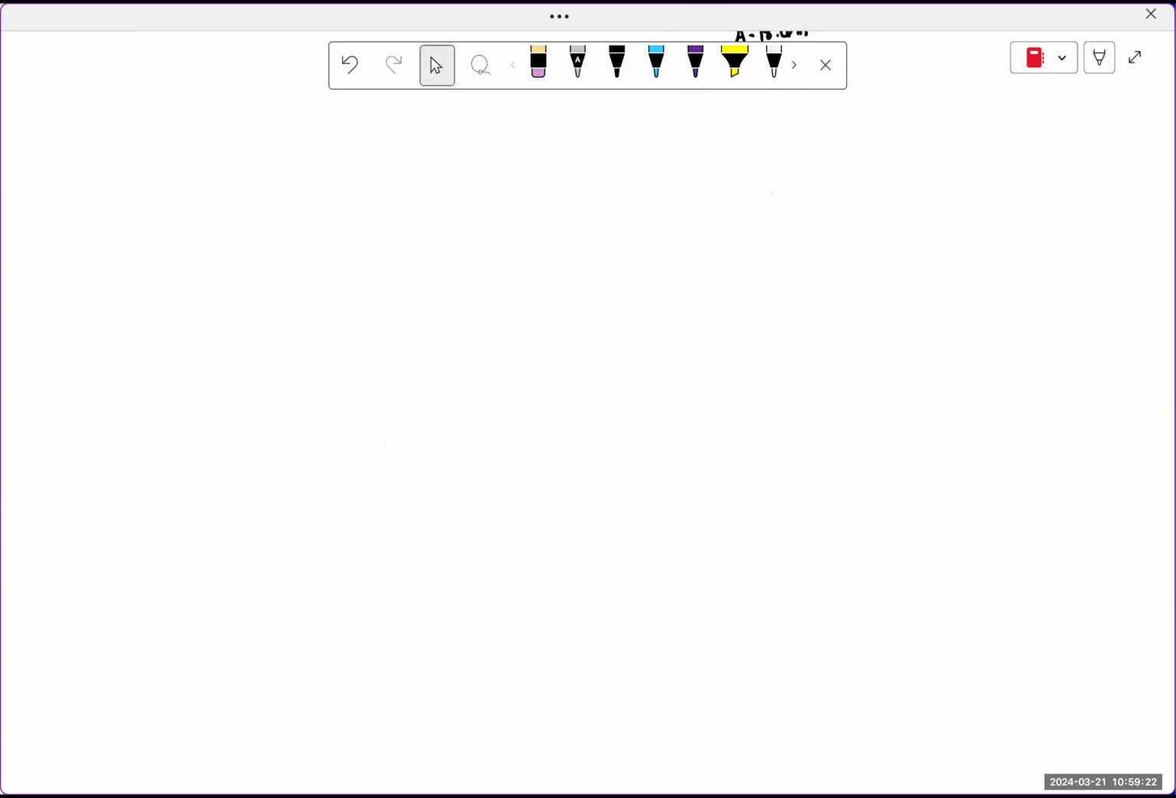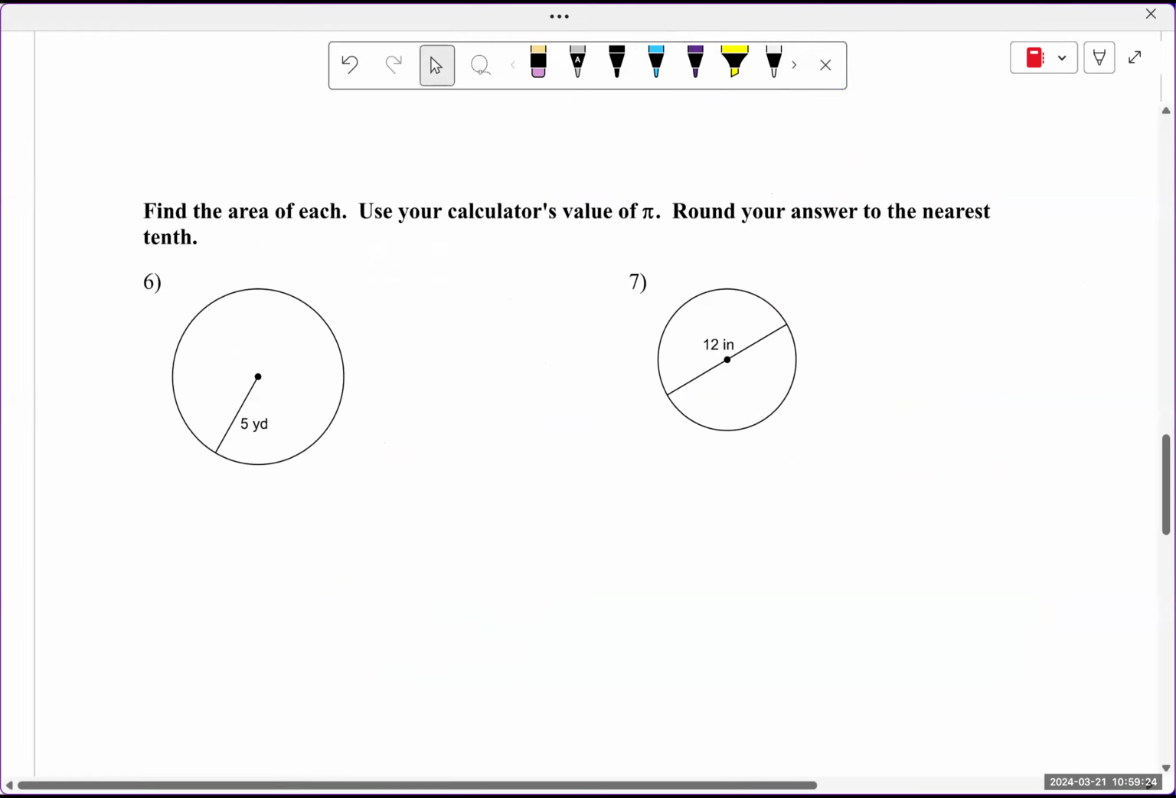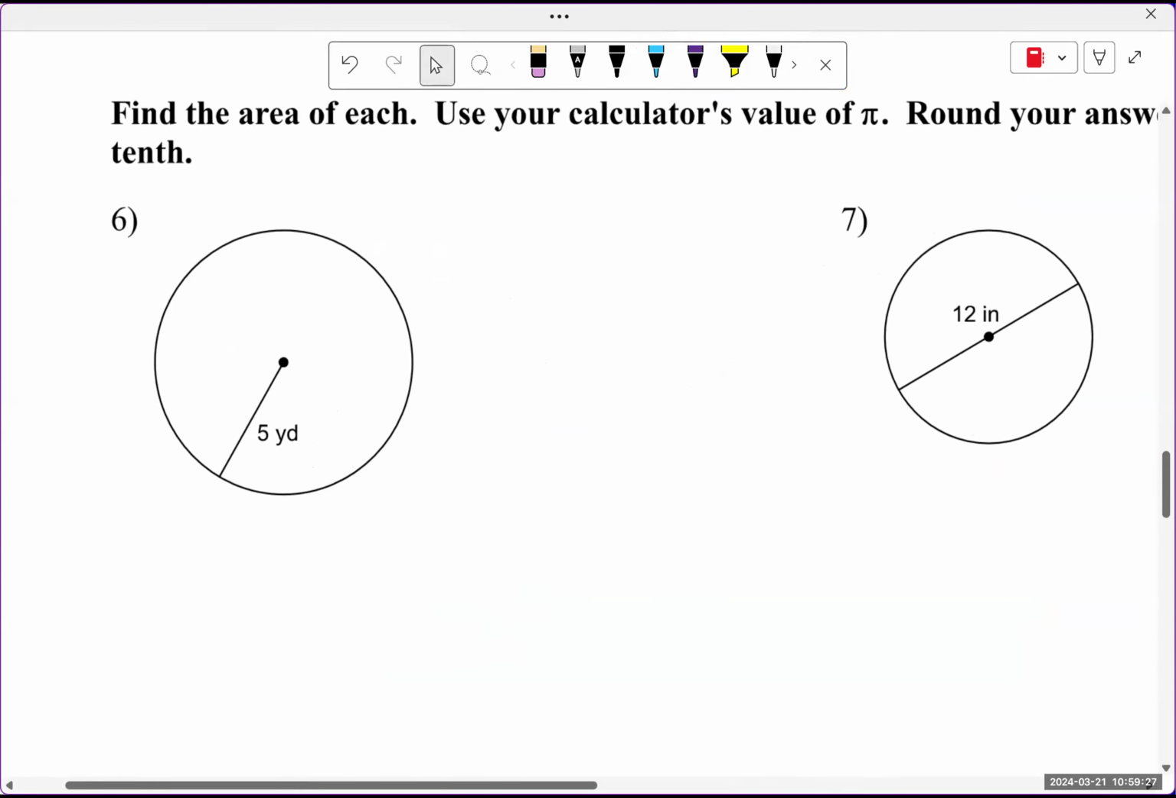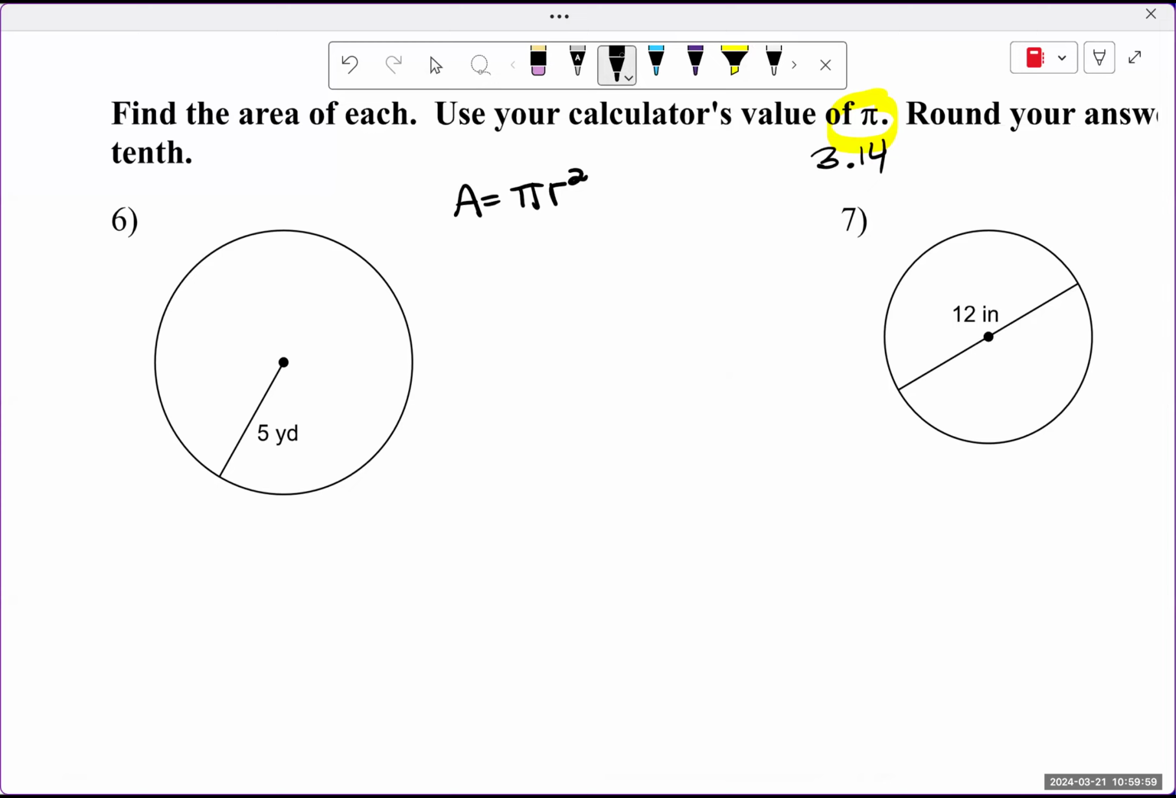Number 6. Okay, area of a circle. And we're going to use our calculator to substitute for, what is this? Pi. Yeah, like we just had March 14th, 3.14 day, 3.1415. Happy Pi Day was last week. Okay, area of a circle, pi r squared.